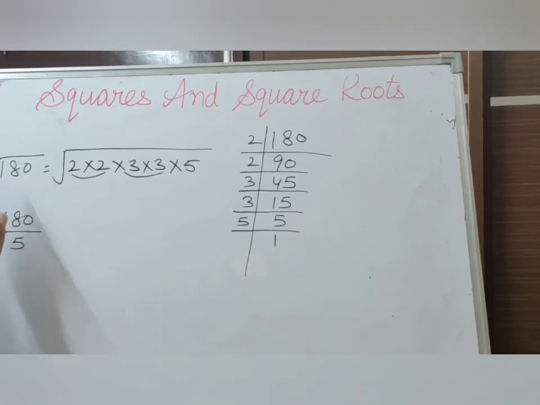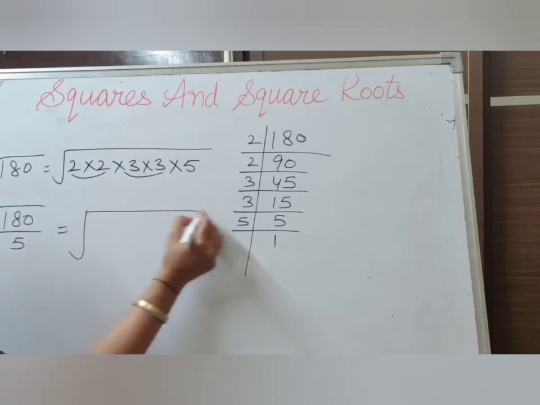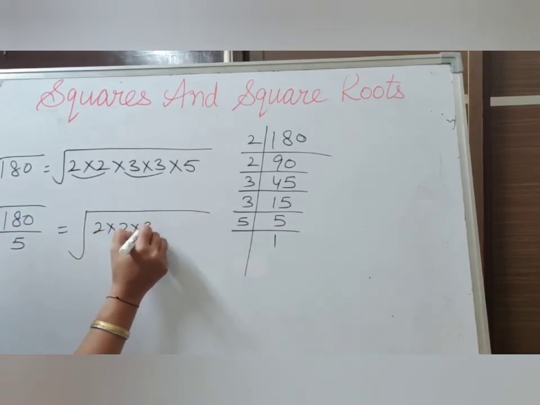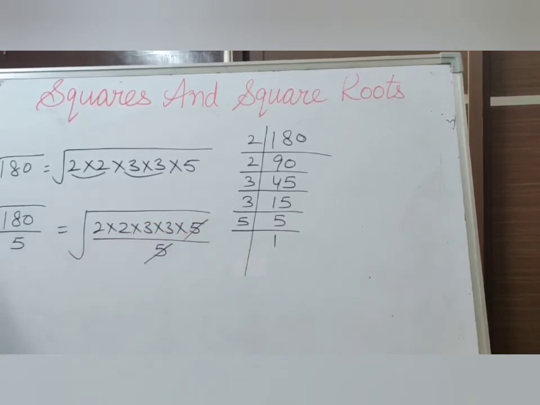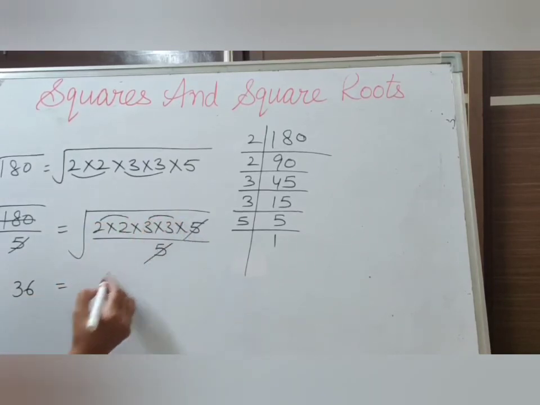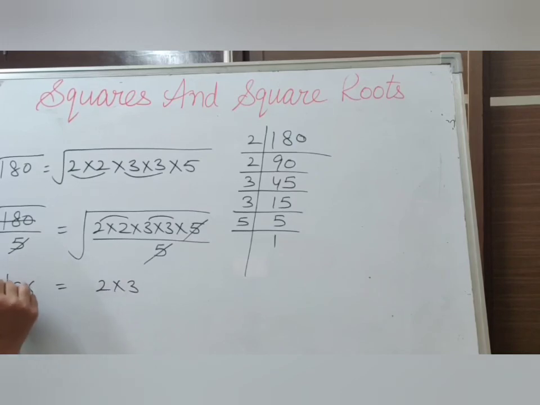These are the factors of 180. So we will divide 180 by 5, and on the right side also we will divide these factors by 5. On this side 5 and 5 are cancelled, and 180 divided by 5 is 36. On this side, after getting the pairs and one factor for each pair, we get 6. So 6 is the square root of 36, or you can say 36 is the perfect square of 6.